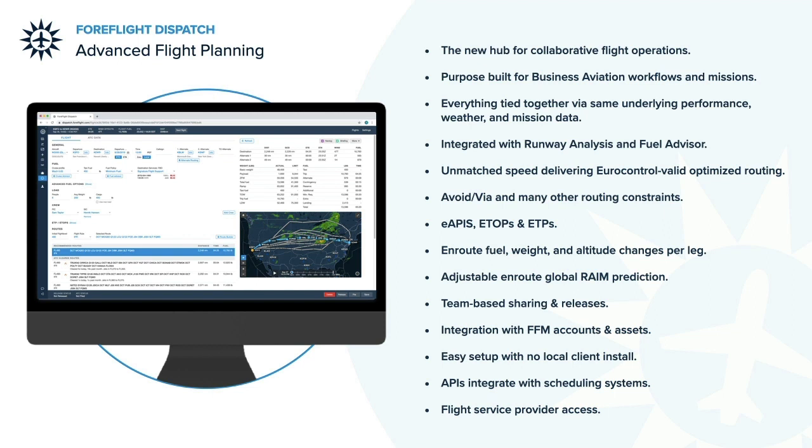As we'll see later, dispatch supports EAPIs. It also supports ETOPS and ETP planning for transatlantic flights or just oceanic flights in general. You can change en route fuel weight and altitude per leg. Right now, actually, I think it's mainly just altitude, so you can, for example, preempt ATC instructions if you know that they're going to have you go down to a lower altitude when you're coming in on the arrival. It does support global rain prediction, and as I said, a lot of team-based features in terms of sharing and flight releases.